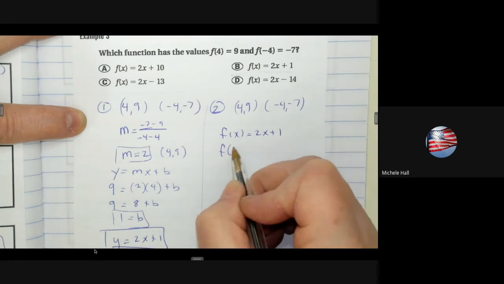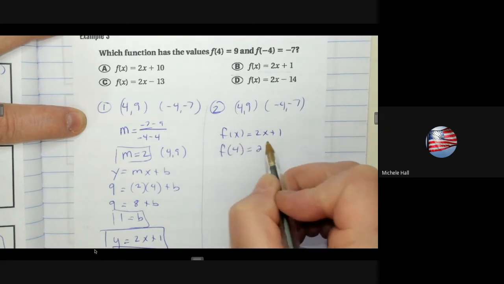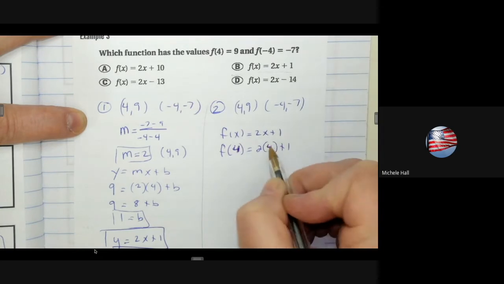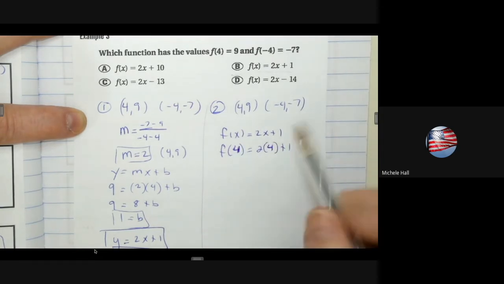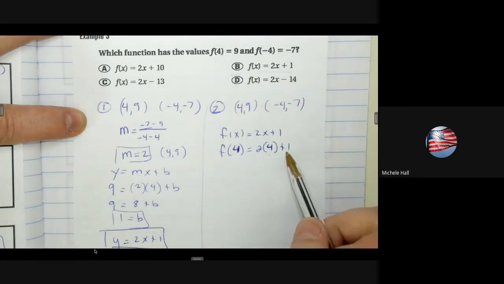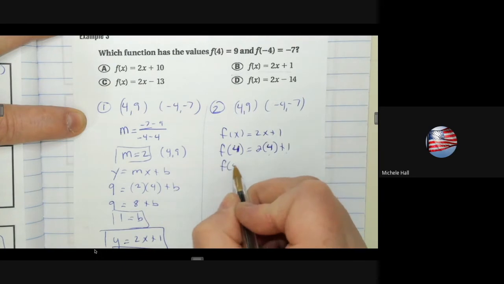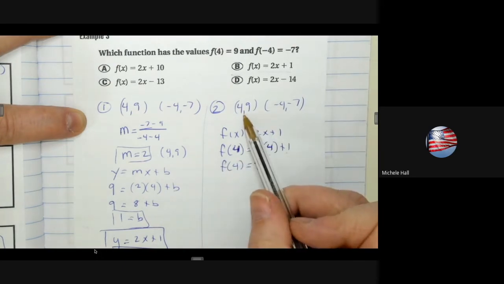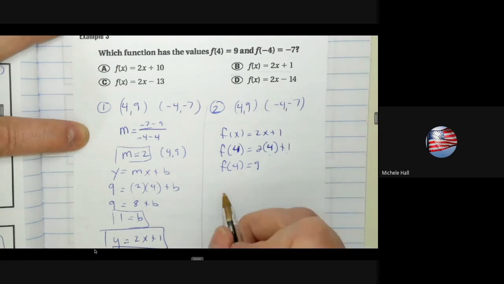When x is 4, substituting in 4 for the x values, we get 2 times 4 is 8, plus 1 is 9. So we get f of 4 equals 9. Okay, it worked for that one. Is it going to work for the second one? We'll try f of -4.